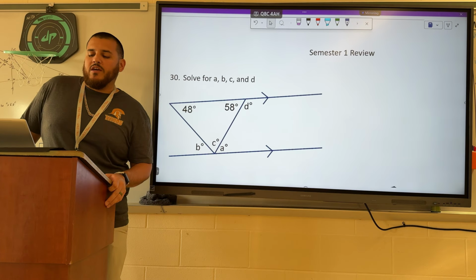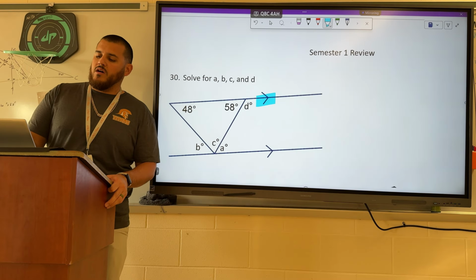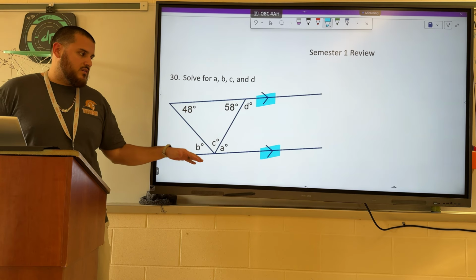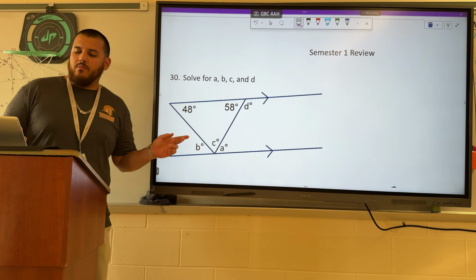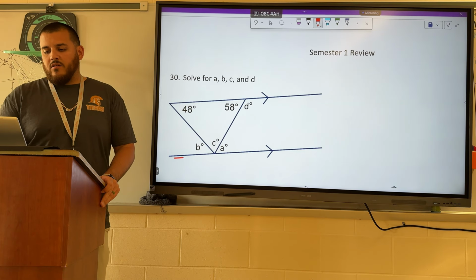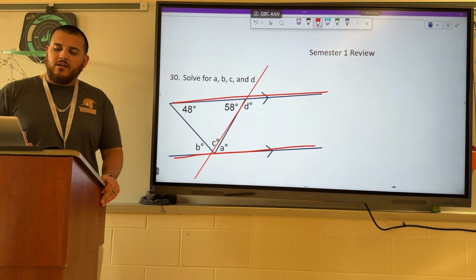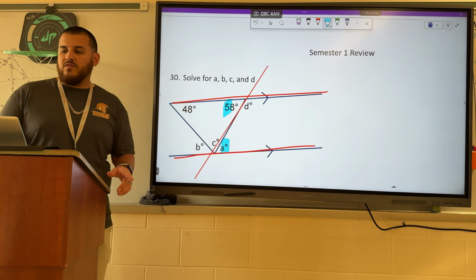In example 30, we have multiple variables to solve for on parallel lines. So this is a great review of the angle pairs that are created on the interior of parallel lines, because all these are in between our lines here. I'm going to show you one angle pair at a time, and I'm going to start with A. All right, so we have parallel lines here. This transversal, extended, matters here. And the pair that we're specifically going to be looking at here to solve is the 58 and the A.